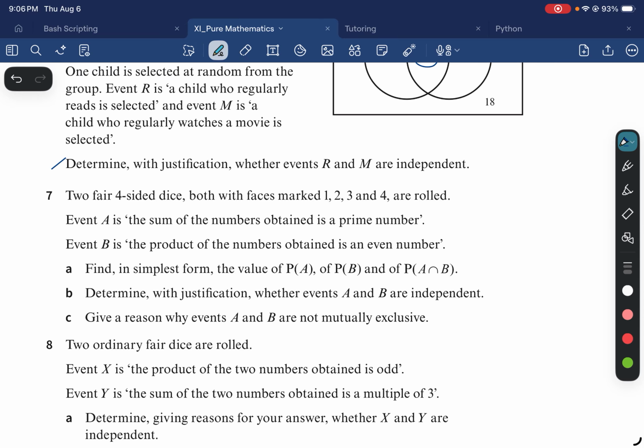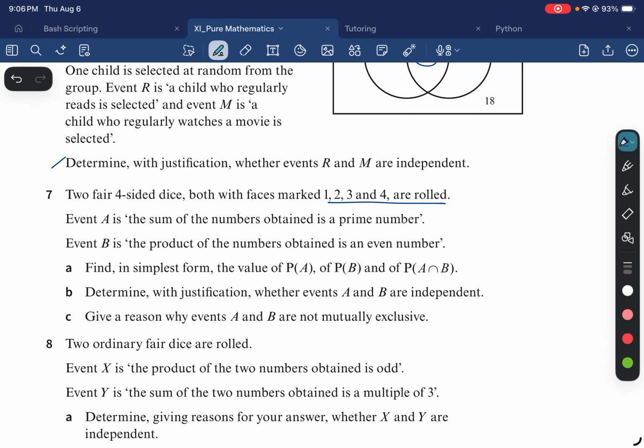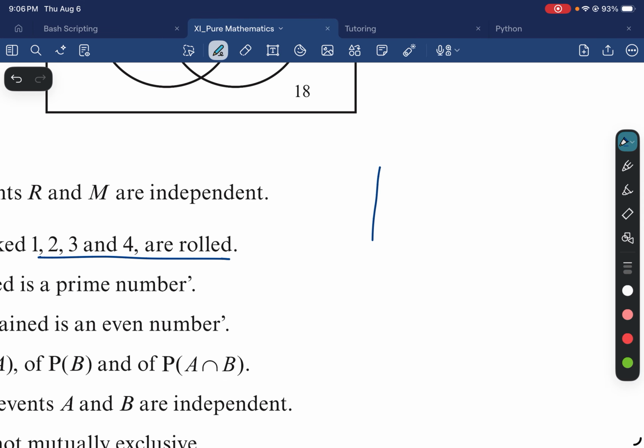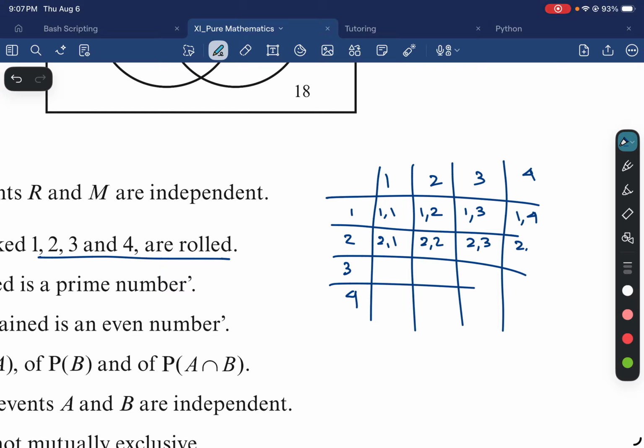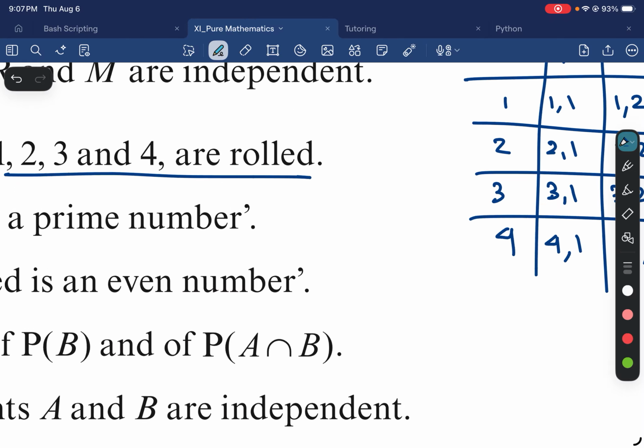2 fair 4-sided dice are rolled, both with faces marked 1 to 4. All right. So event A is so basically, let me just draw the possible outcomes. 1, 2, 3, and 4. And then I have 1, 2, 3, and 4. So I can draw 1,1, 1,2, 1,3, and 1,4. I can draw 2,1, 2,2, 2,3, 2,4, 3,1, 3,2, 3,3, 3,4, and 4,1, 4,2, 4,3, and 4,4. So these are all the possible outcomes, right? The sum of the numbers obtained is a prime number.